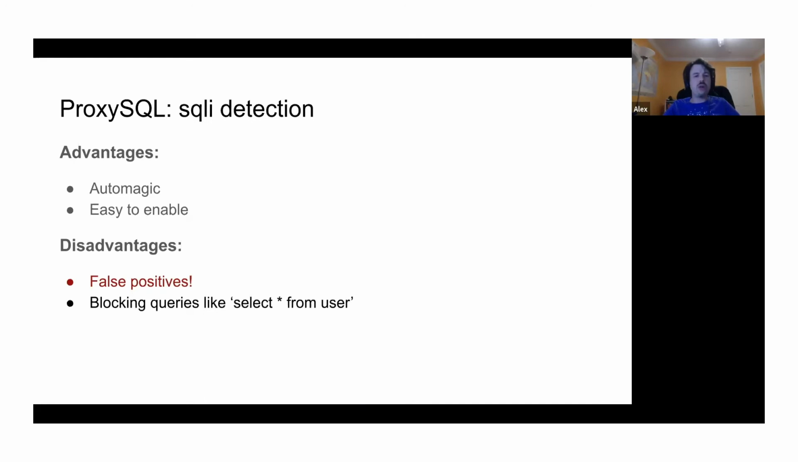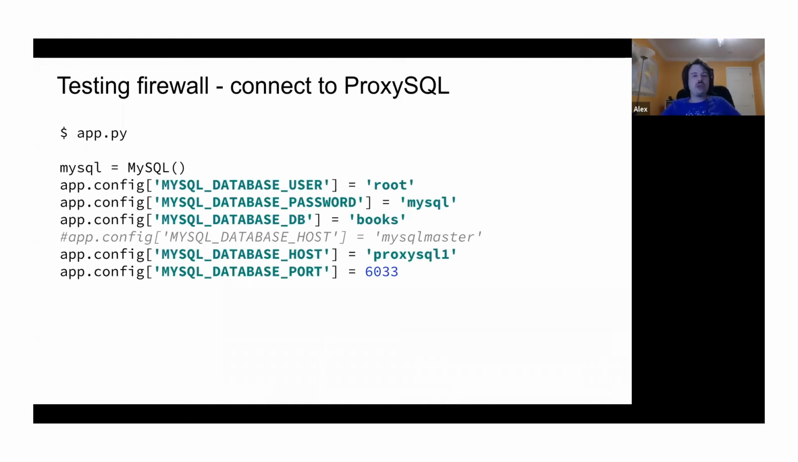So if automatic SQLi detection doesn't work, what does? Let's try out and test the firewall. We will use ProxySQL for that. So let's change our app to connect to ProxySQL. Again, ProxySQL is the man in the middle. We will change our database host from the MySQL master, where I was connecting before, to ProxySQL. ProxySQL uses its own port, which is the MySQL port, pretty much, as opposed to the admin port.